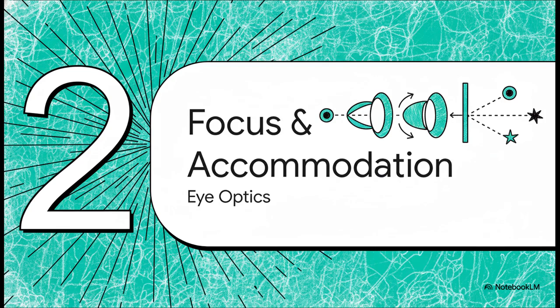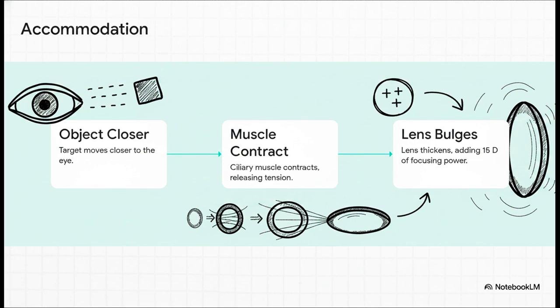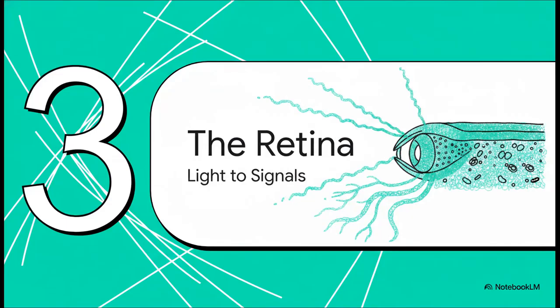Moving on to section 2, eye optics, focus and accommodation. Check out how this mechanical process works in motion. It's called accommodation, and it's literally a biological autofocus system. First, as an object gets closer to you, that ring of tissue, the ciliary muscle, contracts. See how that actually releases the tension on the tiny fibers holding your lens? With that slack, the lens naturally bulges out and thickens, which adds up to 15 extra diopters of focusing power. It's a fully automatic zoom lens working flawlessly inside your head. No batteries required.